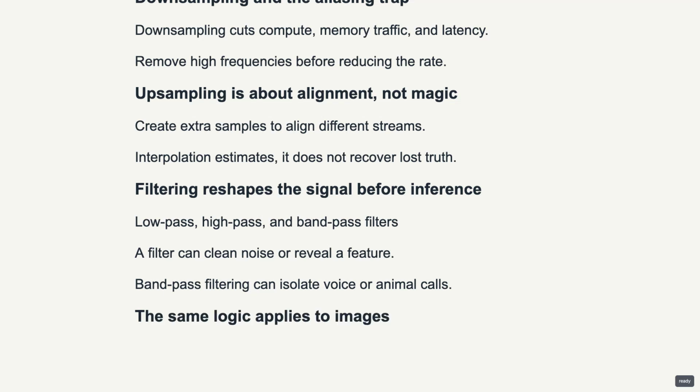The same pre-processing ideas show up in images too. Cameras may produce frames that are too large, poorly aligned, or full of irrelevant detail. So the model still needs the input reshaped before inference can begin.